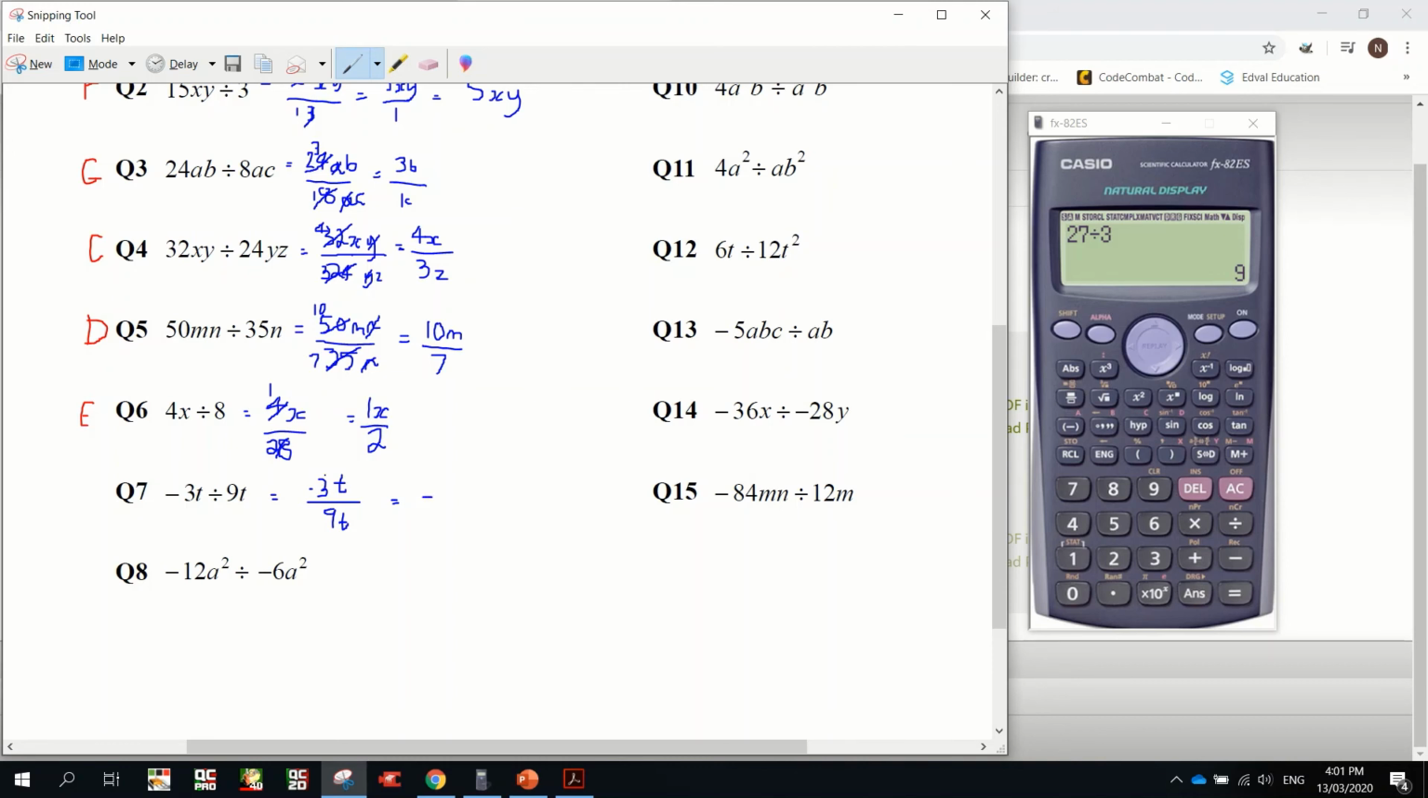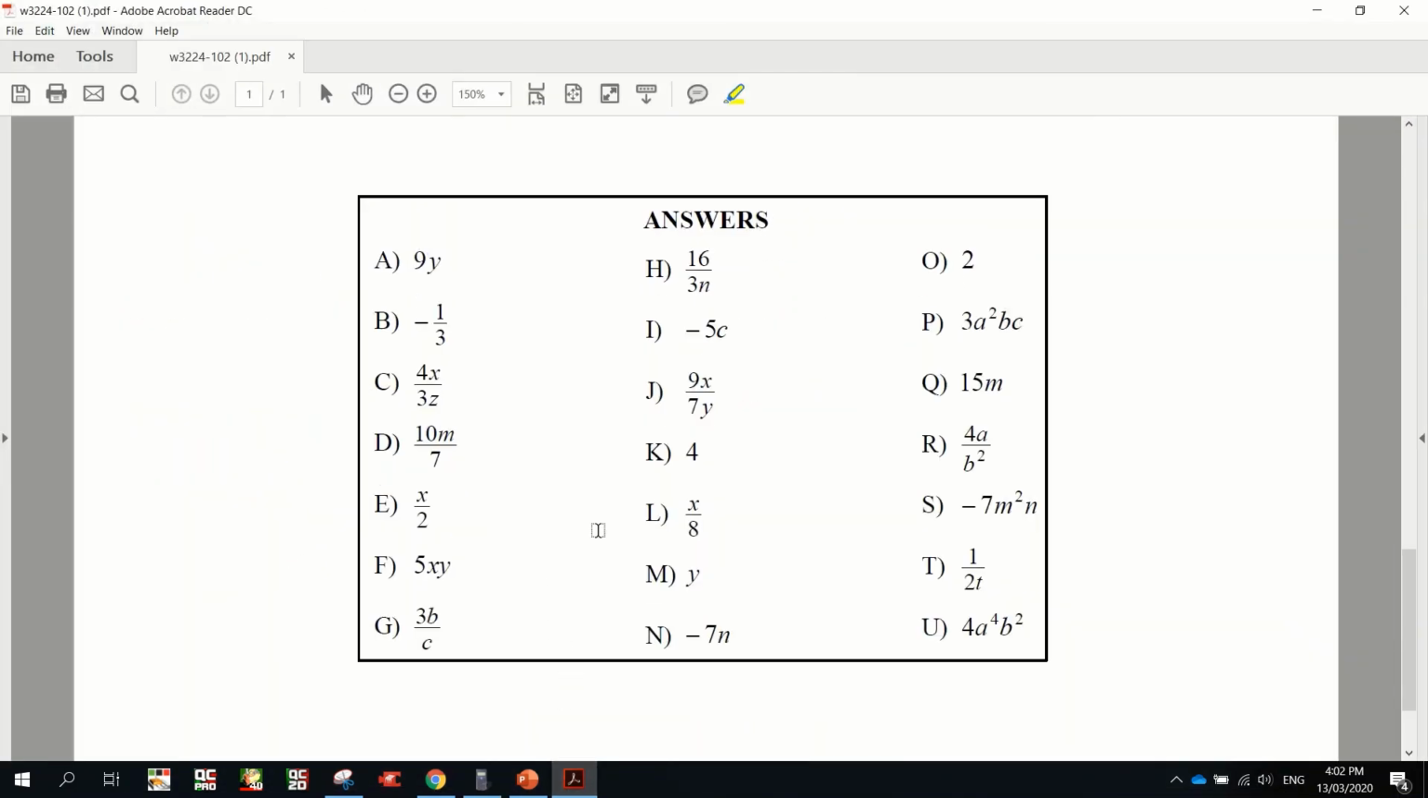Okay, so back to our first step then. Highest common factor between 3 and 9 would be 3. How many times does 3 go into 3? Once. How many times does 3 go into 9? 3 times. Okay, letters is second, so there's a t there, there's a t there, so cross one out, cross one out. What are we left with? Negative 1 over 3. Let's have a look at our answer sheet for 1 over 3 is a negative. Wrong button. There it is, B.